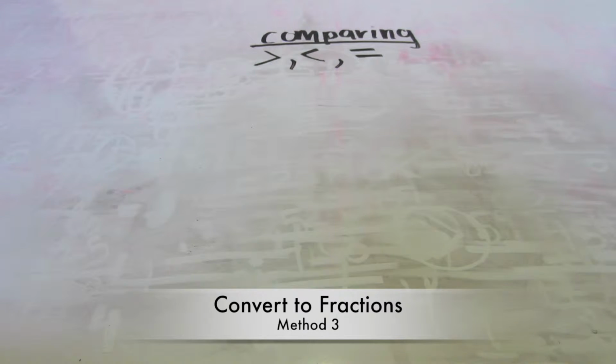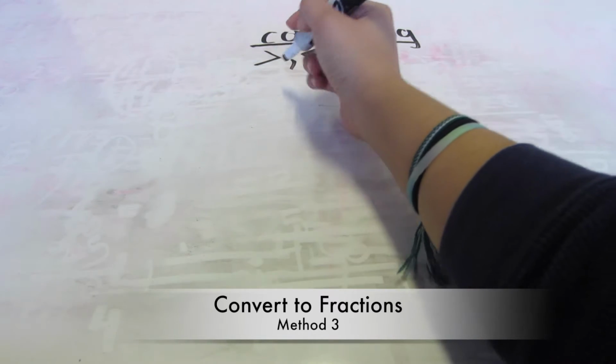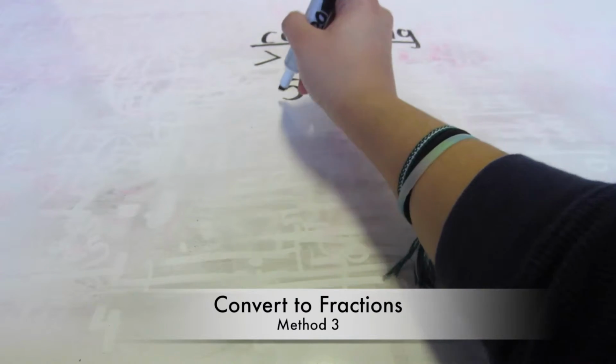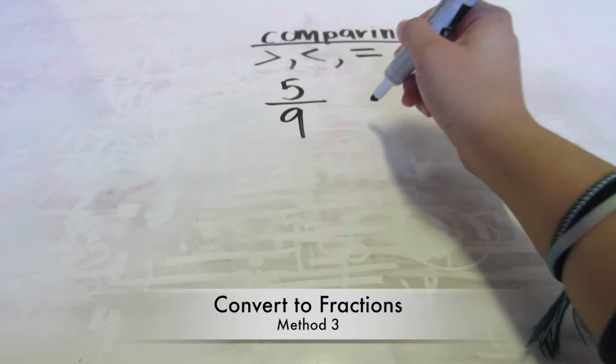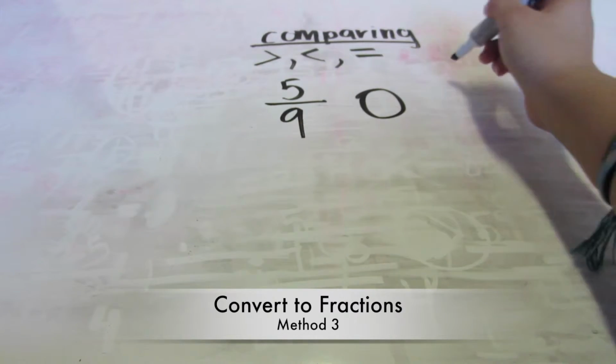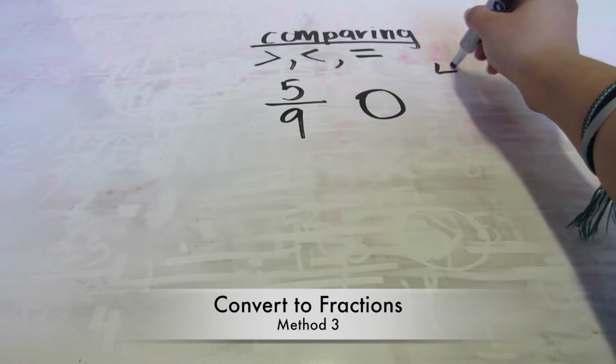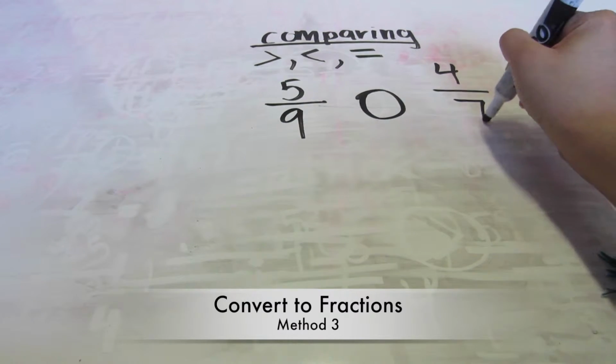Now we're going to go over method number 2, which says we're going to compare rational numbers by converting both fractions to fractions with a common denominator. So in this problem, we're going to be comparing 5/9 to 4/7.